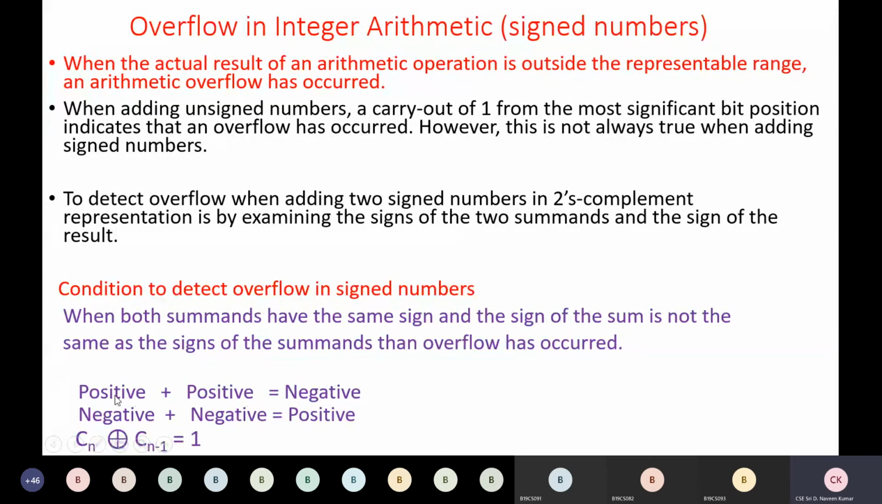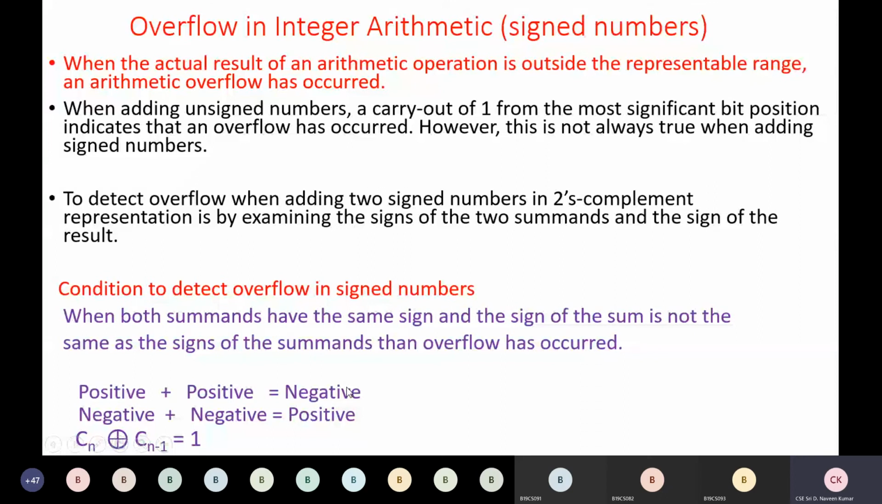If we add two positive numbers, what are positive numbers? If the MSB, the most significant leftmost bit, is 0, we call it positive. If it is 1, we call it negative. So when we add two positive numbers and the result of the addition is negative, we consider it as overflow. And if you add a negative with another negative and the result is positive, that also we call overflow.